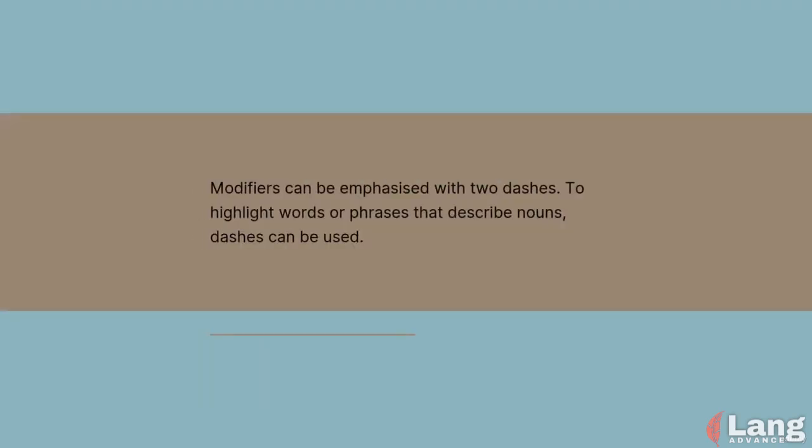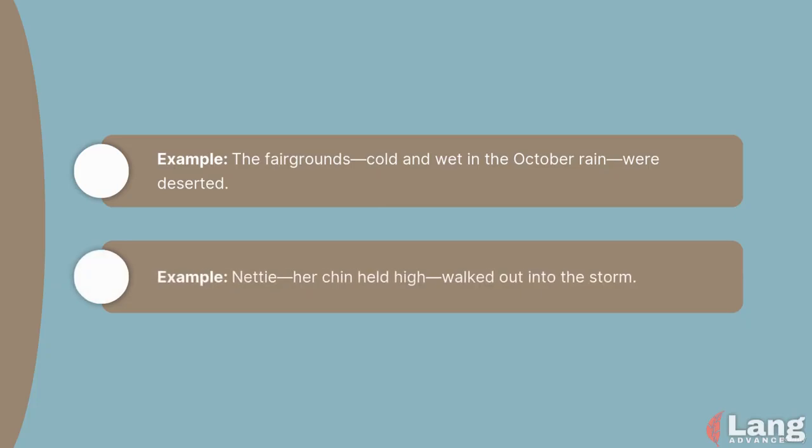Modifiers can be emphasized with two dashes. To highlight words or phrases that describe nouns, dashes can be used. Example: The fairgrounds, cold and wet in the October rain, were deserted. Example: Nettie, her chin held high, walked out into the storm.